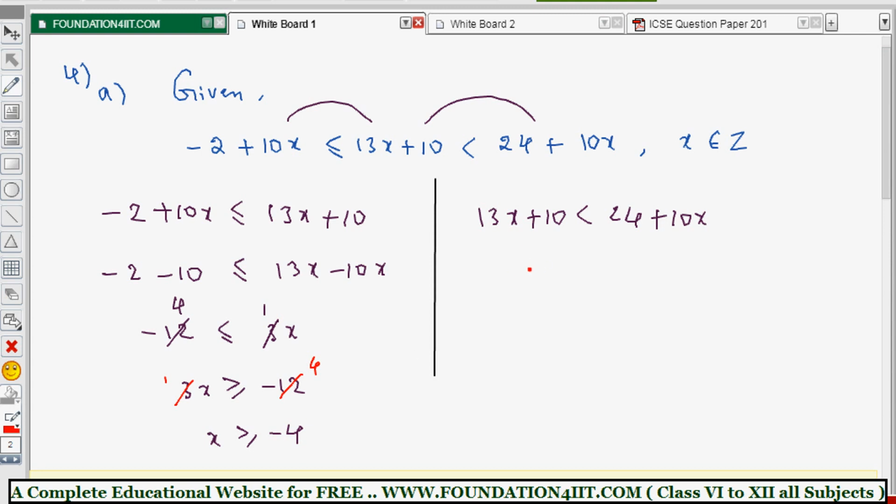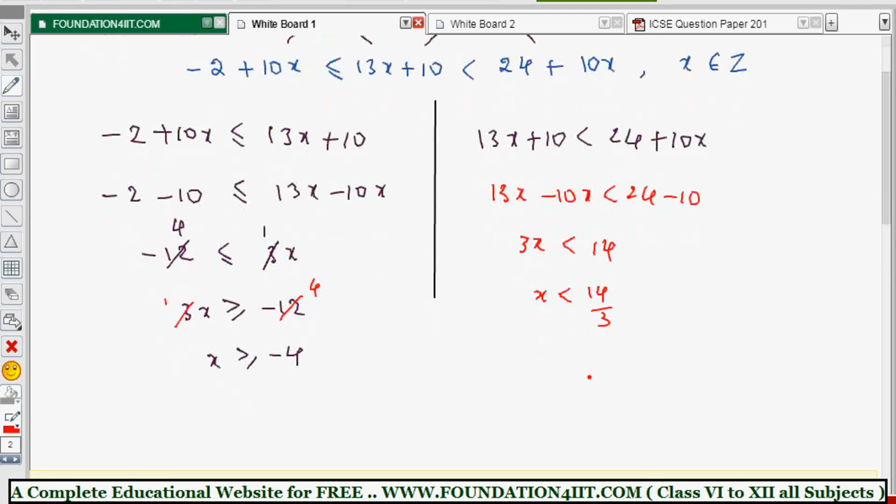And you can solve this. 13x minus 10x less than 24 minus 10. So 3x is less than 24 minus 10, which is 14. That is, x is less than 14 by 3.